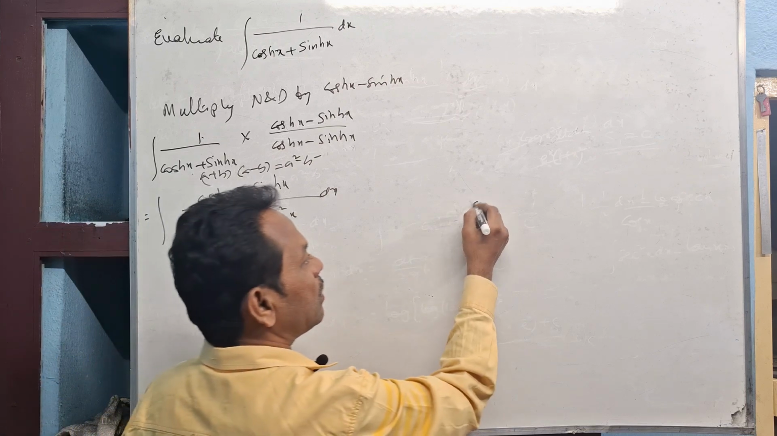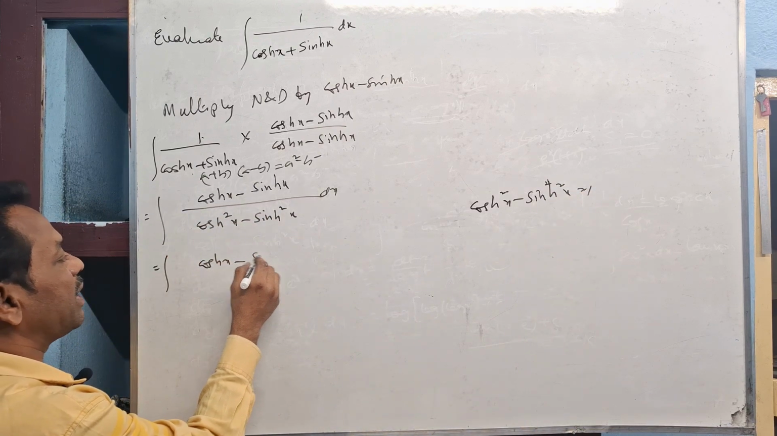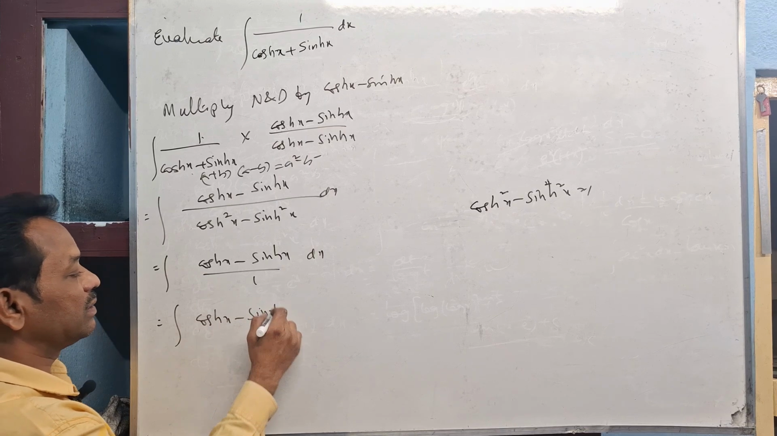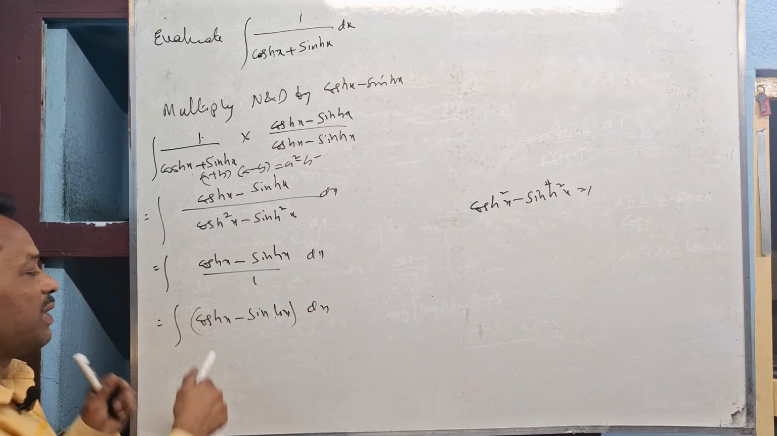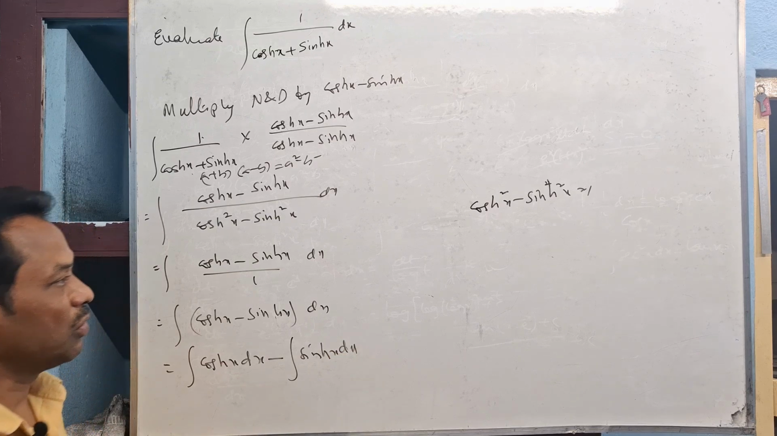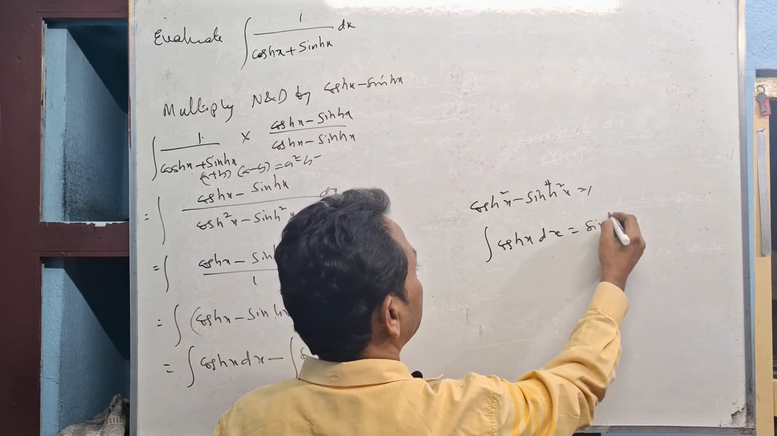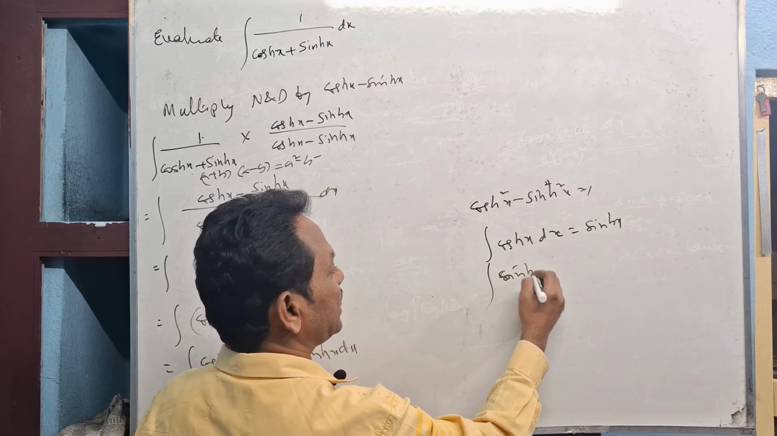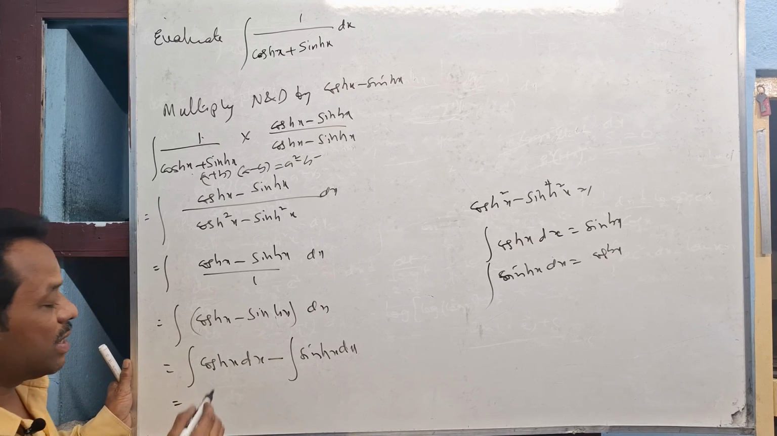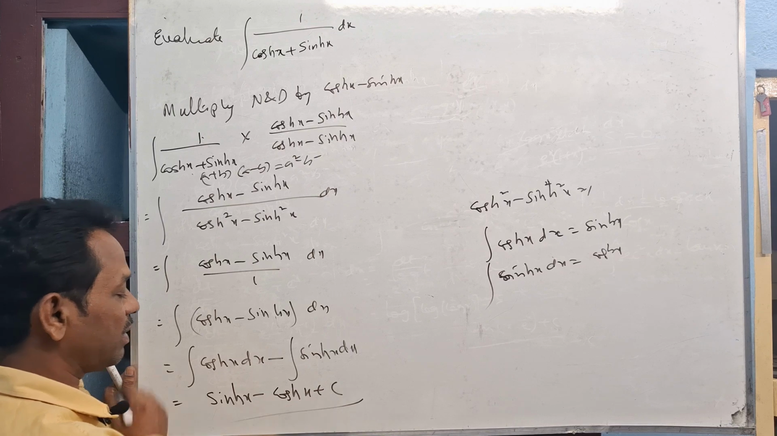But we know that cos h square x minus sin h square x equals 1. So you will get here cos hx minus sin hx by 1 dx. This is the same as integration of cos hx minus sin hx dx. Now let me write this as integration of cos hx dx minus integration of sin hx dx. We have the formula: integration of cos hx dx is nothing but sin hx. Similarly, integration of sin hx dx is cos hx. Let us use that formula here. So we get sin hx minus cos hx plus c. This is your answer.